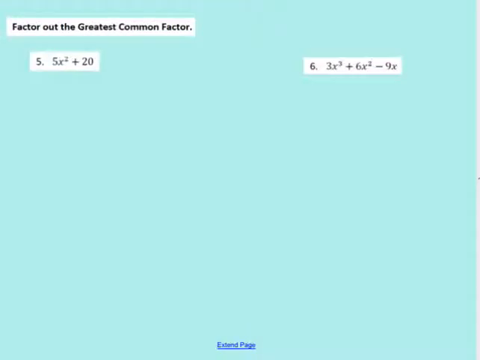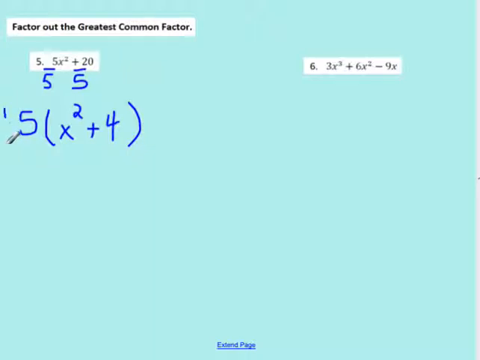So for number 5, we're trying to figure out what divides 5 and 20. Well, what divides 5 and 20? That's going to be 5. So I'm taking each of these terms and I'm dividing them by 5. So 5 divided by 5, well, that's going to cancel out to 1, so I'm going to leave that as x squared. 20 divided by 5, that's going to give me 4.